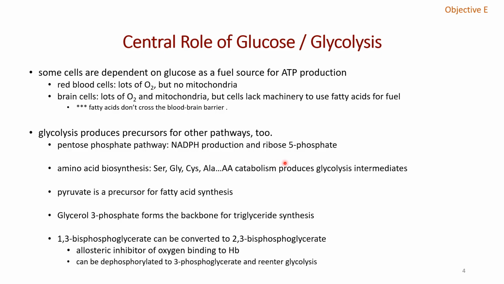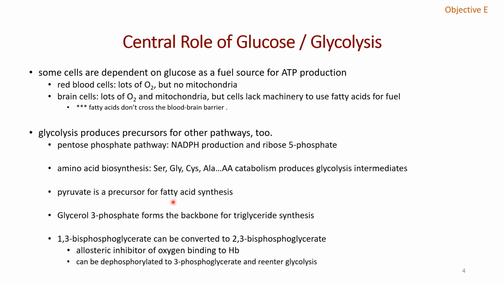And then the other product is ribose 5-phosphate, which is going to be a very important starting material for the synthesis of nucleotides, nucleosides, and of course, nucleic acids. A lot of the amino acid biosynthesis, the ones we can make, the non-essential amino acids, we can make from glycolysis intermediates. And then when these amino acids are degraded, a lot of times they'll break down to glycolytic intermediates and then enter the glycolytic pathway here.